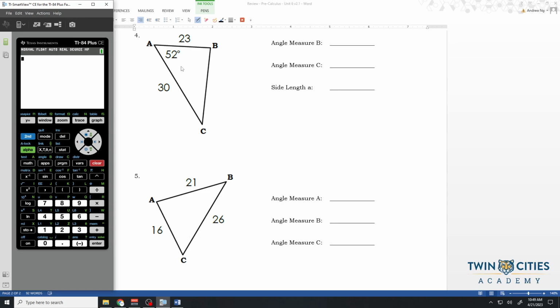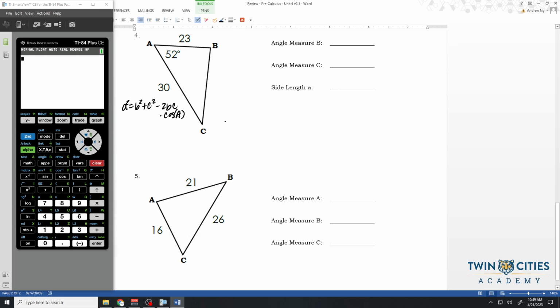So starting out again, let's see if I can fit it over here. That'll be A squared is equal to B squared plus C squared minus 2BC times the cosine of A.